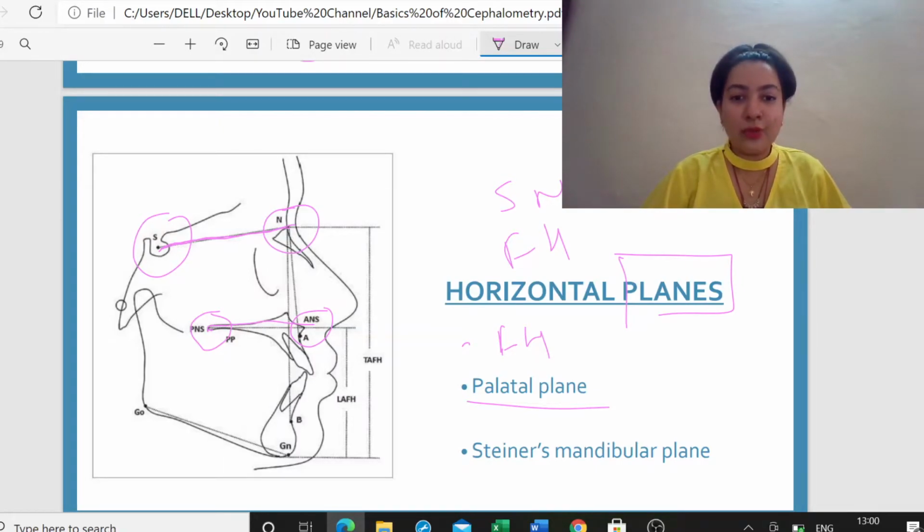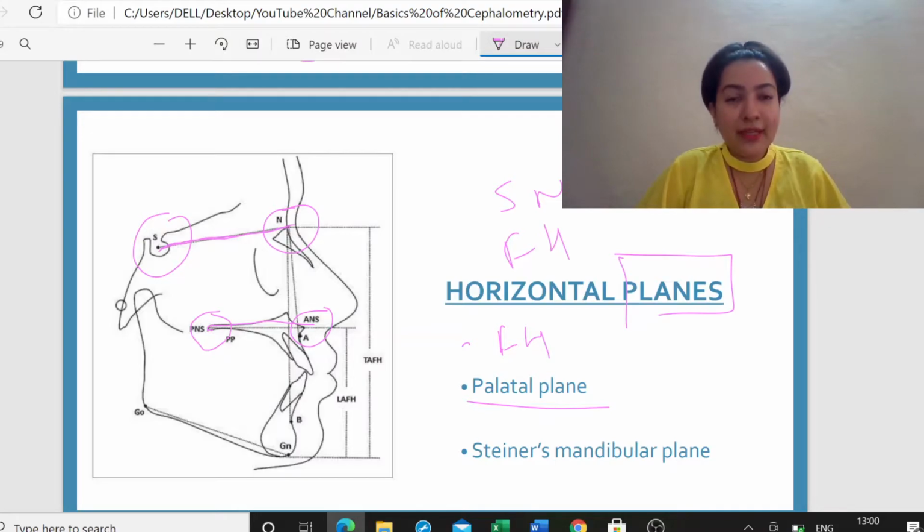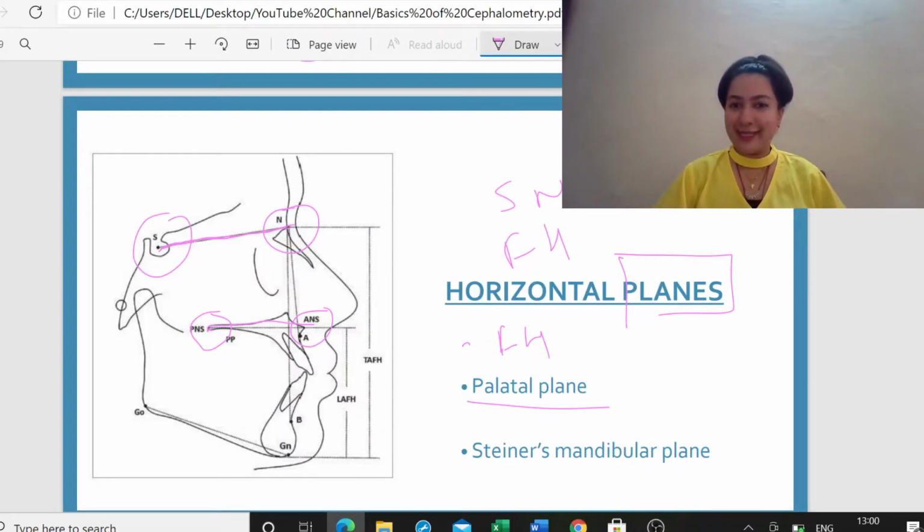Please take it from the textbook. I just want your fundamentals to get clear over here. Okay, so the horizontal plane which we are seeing next is your palatal plane, which is represented by joining two landmarks, that is your ANS, PNS, anterior nasal spine and posterior nasal spine.